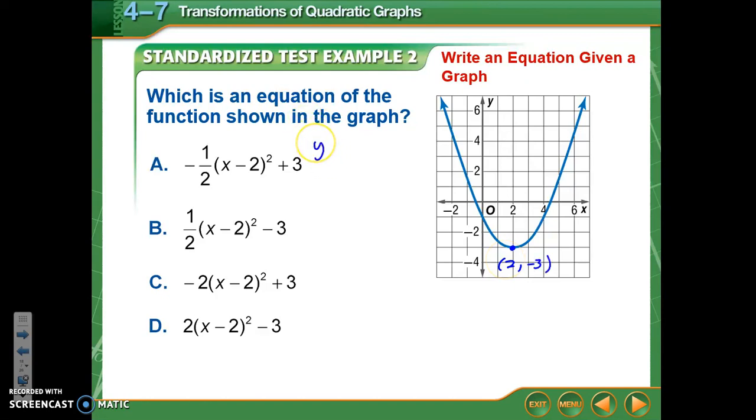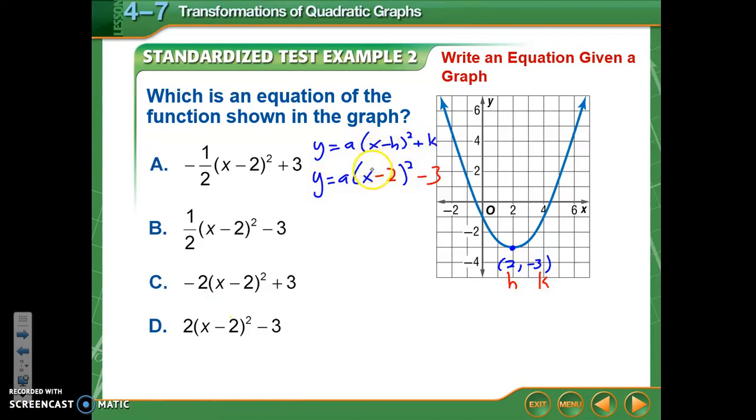So when we write vertex form, it looks like this: a times x minus h quantity squared plus k. My vertex, remember, is h and k. Okay, so we can at least plug in what we know from the vertex. So x minus 2 quantity squared, and then plus -3, or minus 3. But the problem here is that I need to find my a value so that I can know which one of these equations actually matches the graph.